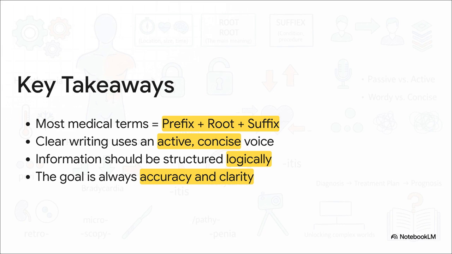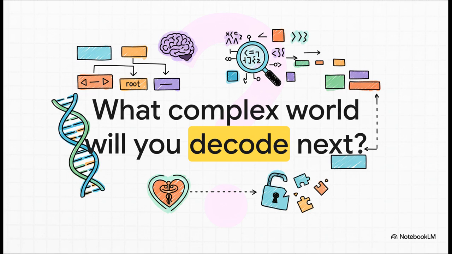So, let's do a quick recap of the code. Number 1, medical terms are just a formula. Prefix, root, suffix. Number 2, clear communication is always active and to the point. And 3, the whole system from a single word to a full report is built on a logical foundation. It's a system designed not to confuse you, but to be incredibly precise. And you know, that's the real power here. Once you realize that any complex subject is just a system with its own set of rules, it stops being so intimidating. You've just been handed a key to one of the most complex sounding codes out there. So the only question left is, what are you going to choose to decode next?